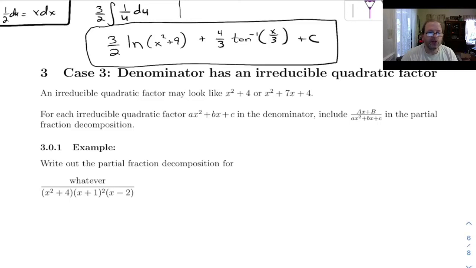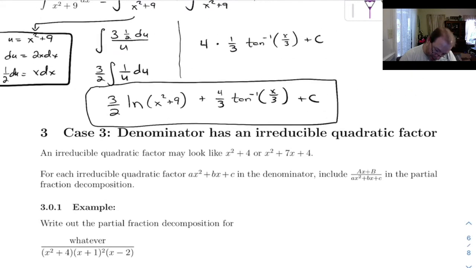Case 3 is when your denominator has an irreducible quadratic factor. An irreducible quadratic factor is going to look something like x squared plus 4, or x squared plus 7x plus 4. Or in other words, x squared plus a number. That's going to be irreducible because to factor it would require complex numbers. And this is just something that can't be factored.